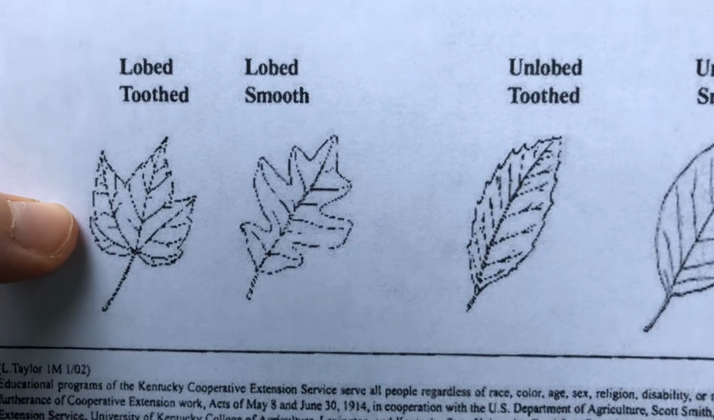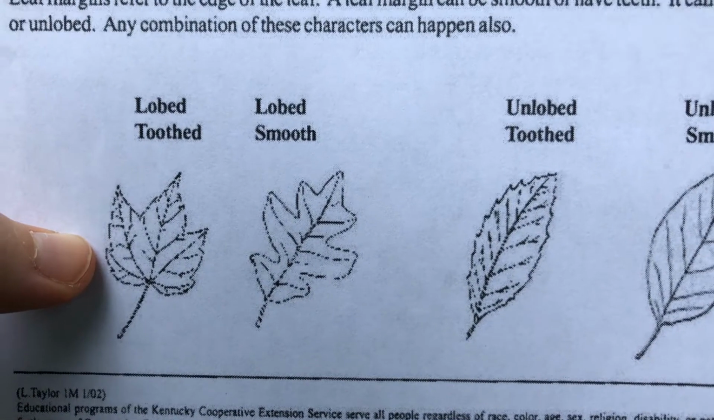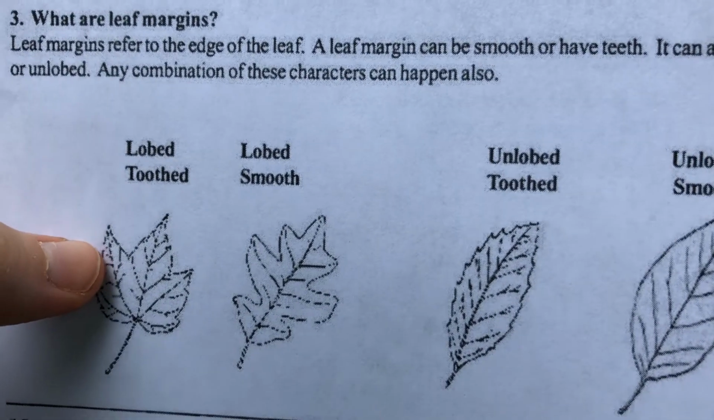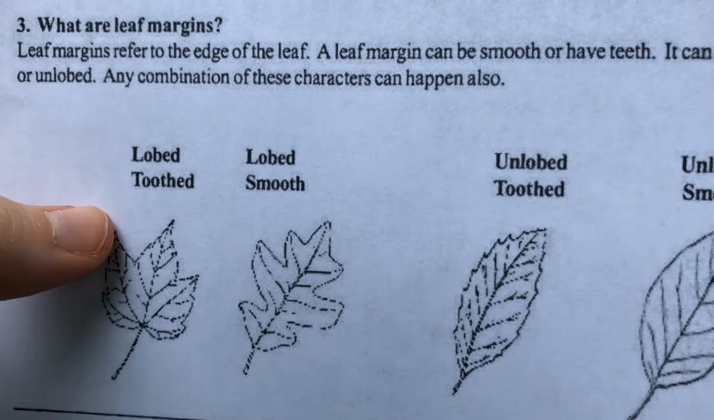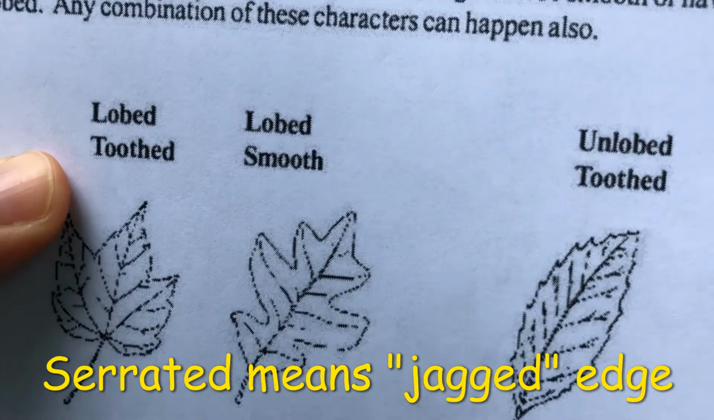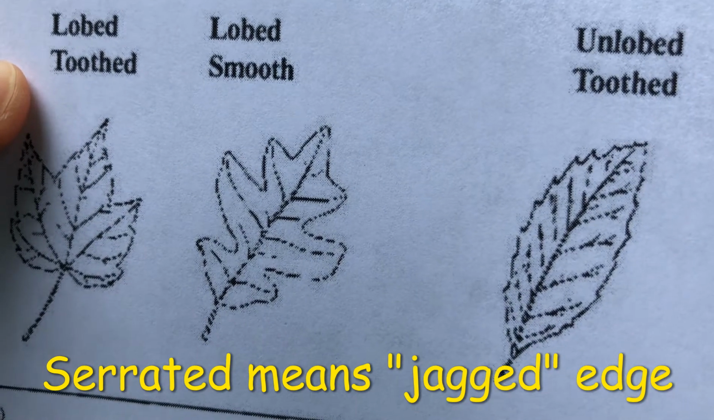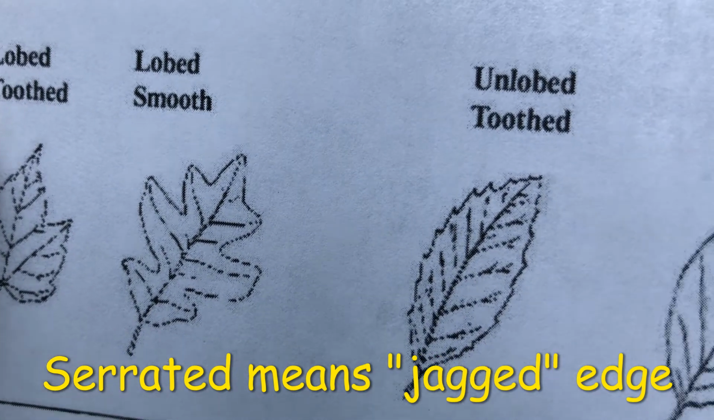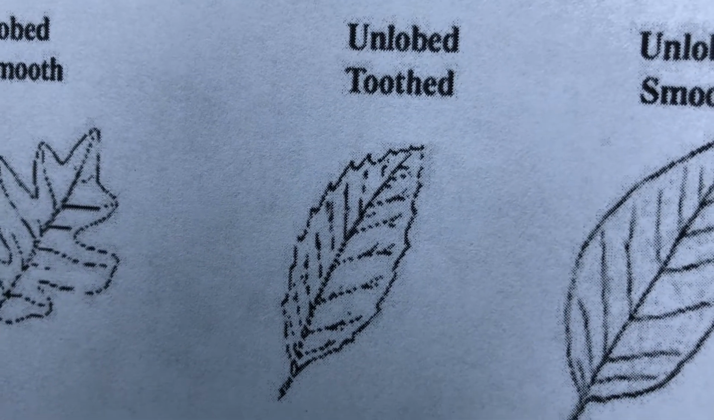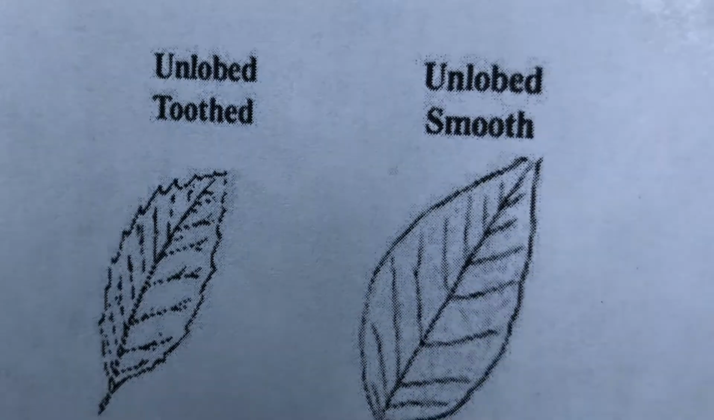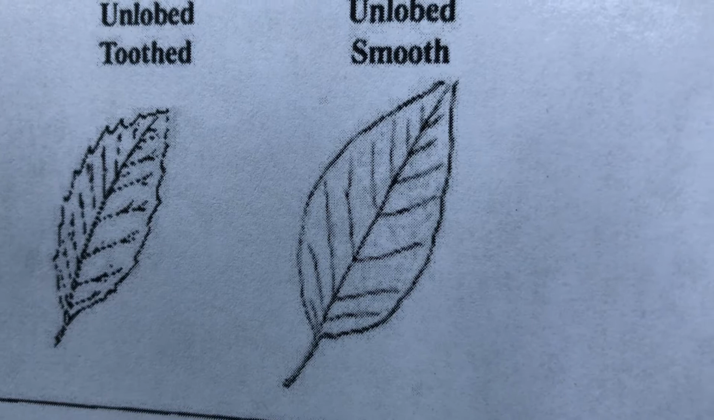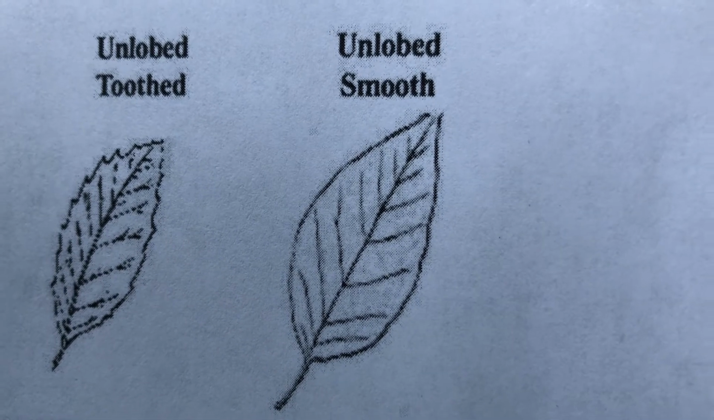So, down here kind of shows you a little bit of an illustration. A lobed toothed leaf, which has these little serrated edges right there. A lobed smooth leaf, which does not have any leaf serration. An unlobed toothed leaf, which is jagged on the edges. And an unlobed smooth leaf, which is completely smooth all the way around, no lobes at all.